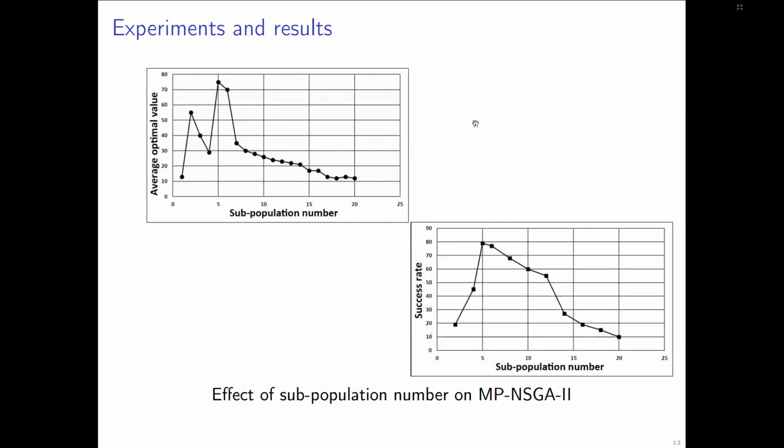And now let's talk about the number of subpopulations. The x and y axes represent the number of subpopulations, AOV, and the success rate, respectively. As you can see, when the number of subpopulations is equal to 5, the genetic algorithm performs the best. But as the number continues to increase, the performance of the MPNSJ2 rapidly decreases. We can conclude that a value equal to or not too far from 5 will be an appropriate choice.